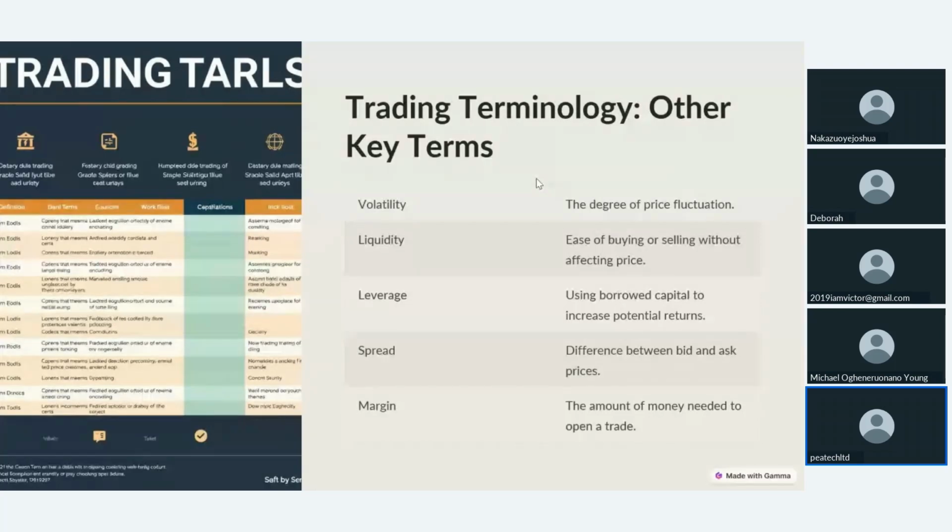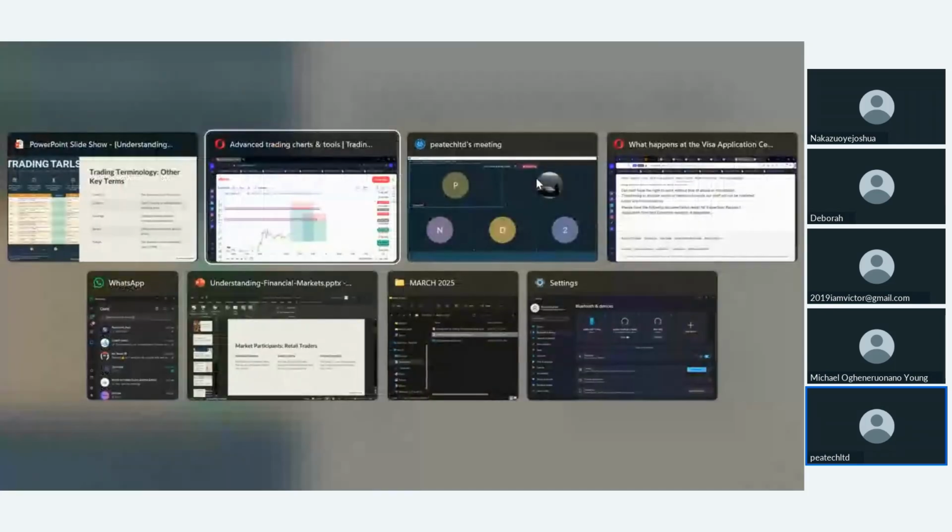In some brokers, you will see that the leverage is 1:1,000. It means that any money you deposit, they are multiplying it by 1,000 for you, and that will enable you to be able to trade with a good lot size. Then we have the spread, which is the difference between the bid and the ask price.